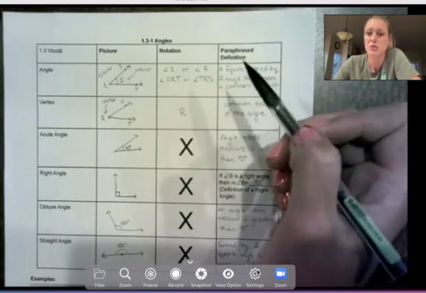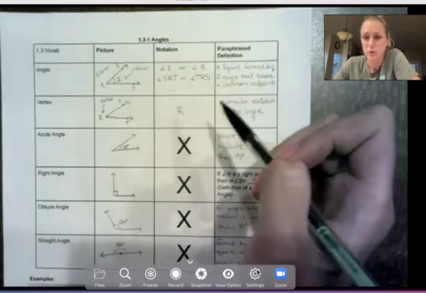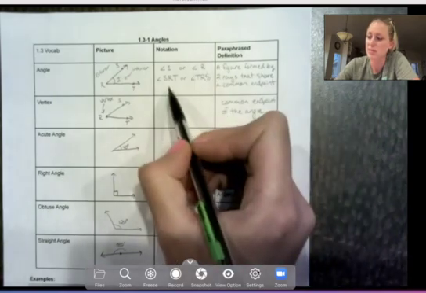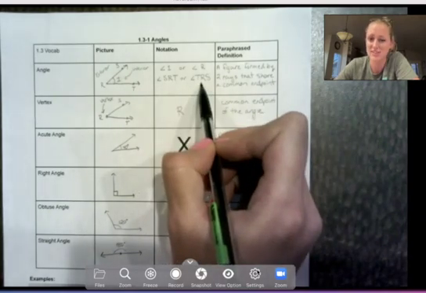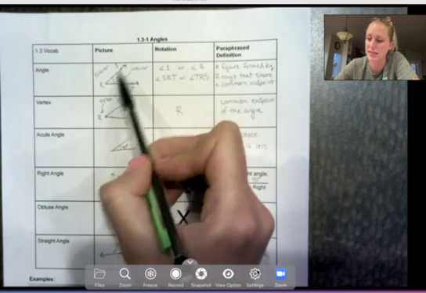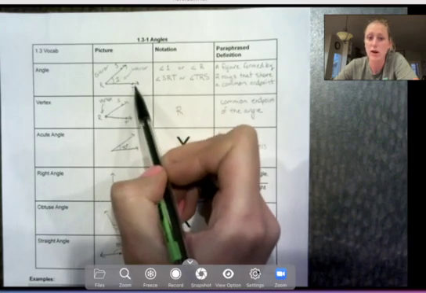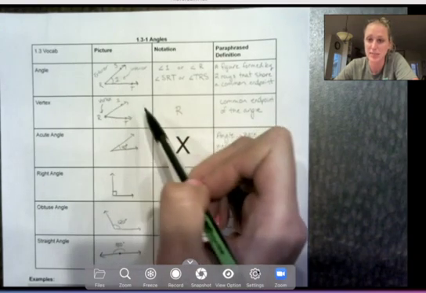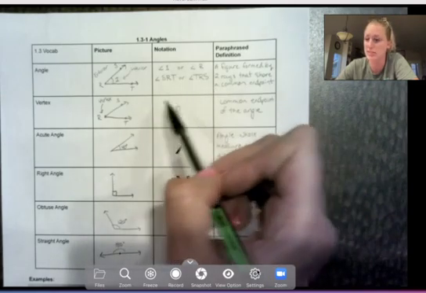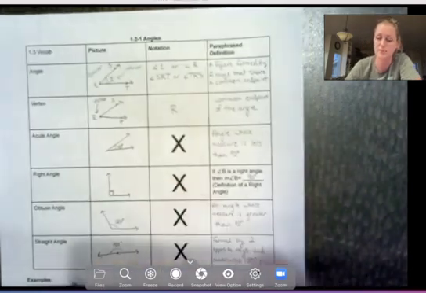Another option is to use 3 letters. What's the most important thing about the 3 letters is the vertex must be the middle letter. So it's as if you're tracing the angle. So I could go from S to R to T, or T to R to S, but R has to be that middle letter. So those are all different ways to name this same angle, okay?